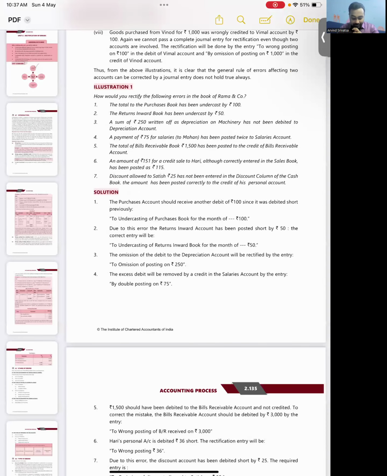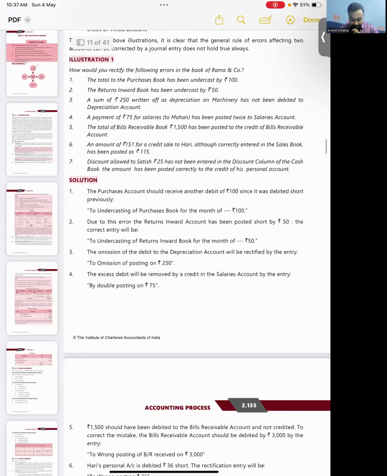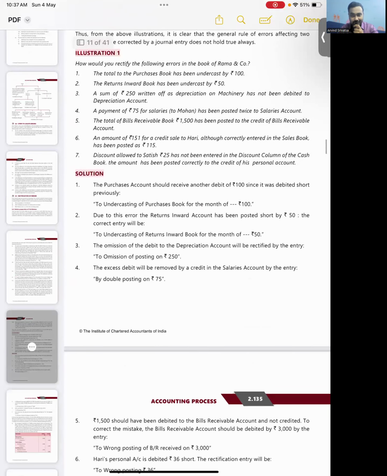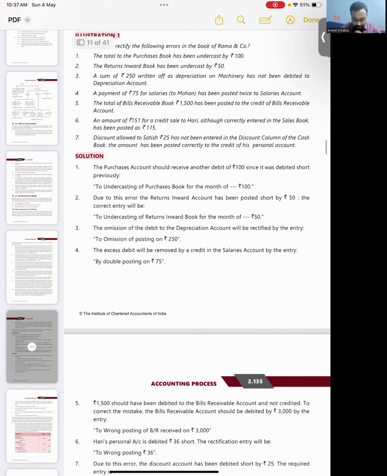Illustration one is there. If I come to your ICAI study material, it has also given you the format for the same, so I will leverage that format there. I'll start annotating and solving the sum. Illustration one: the total of the purchases book has been undercast by 100. So what are we trying to say here, guys?